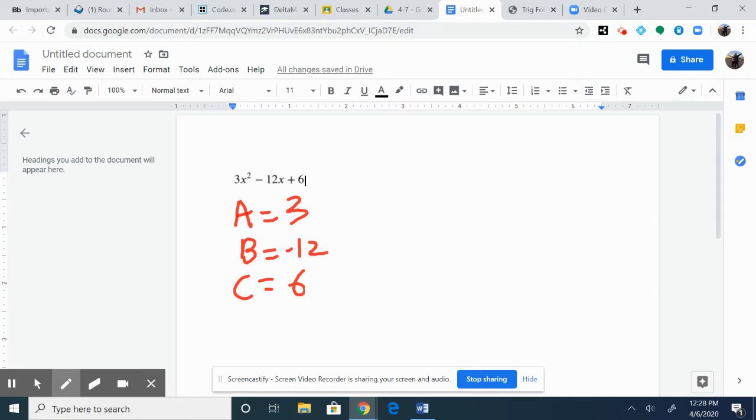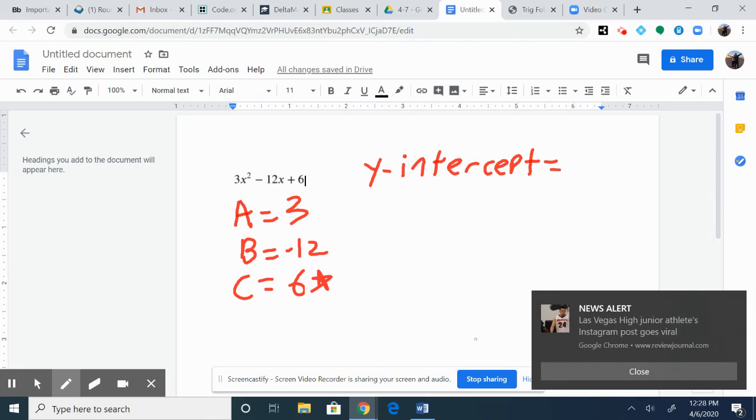So to start off, let's start with the y-intercept because that is the easiest one. The y-intercept is going to be whatever C equals, right here, whatever C equals. So our y-intercept in this case would be (0, 6).